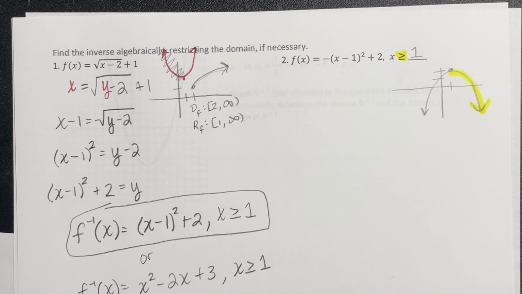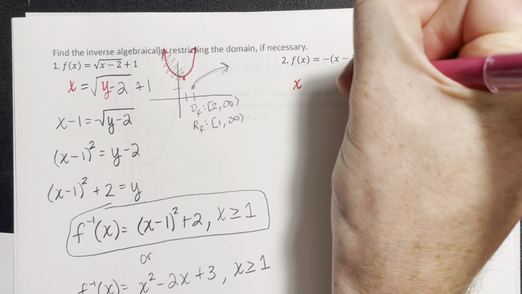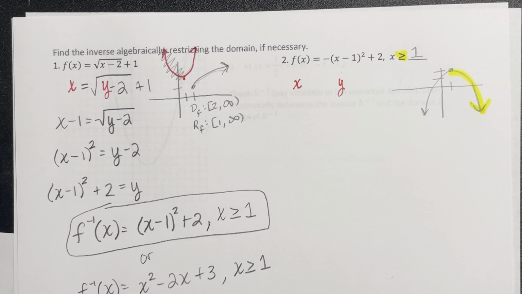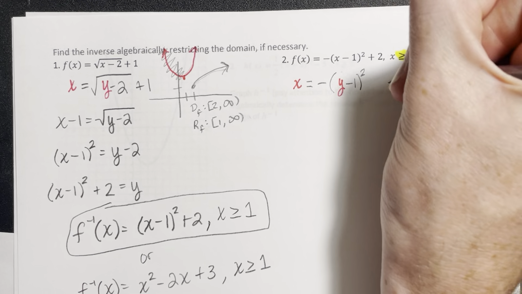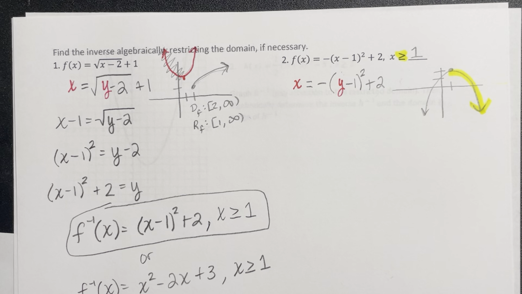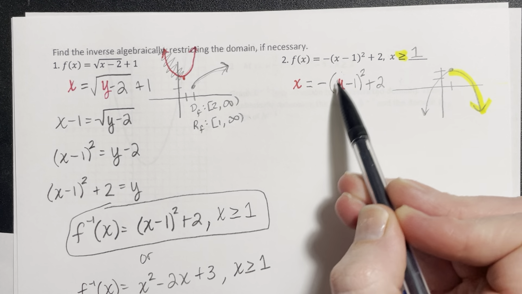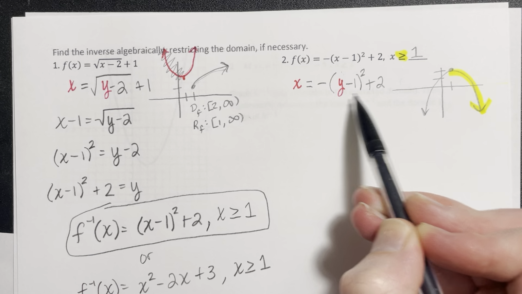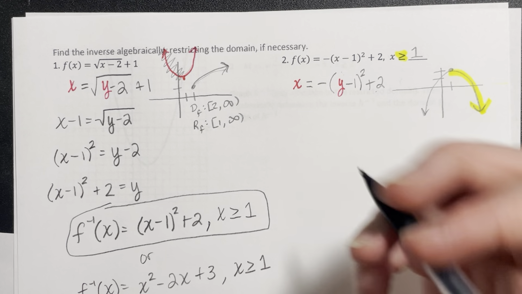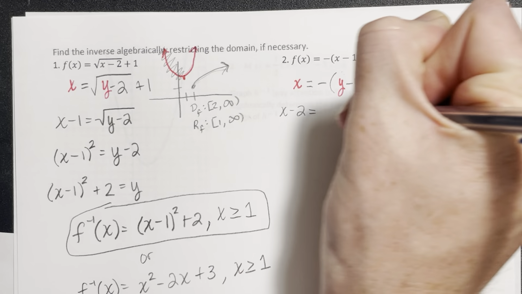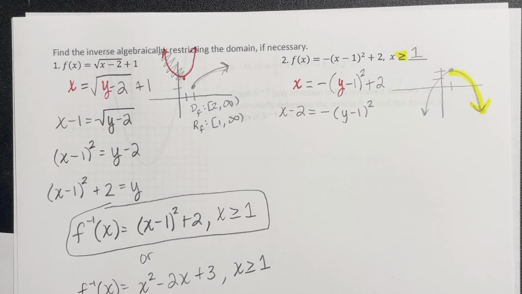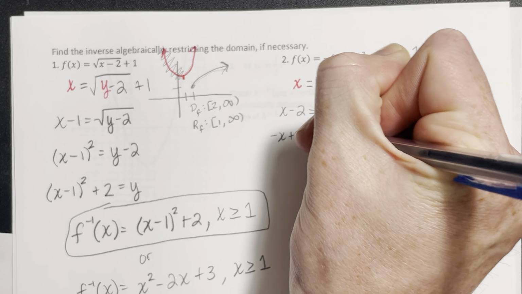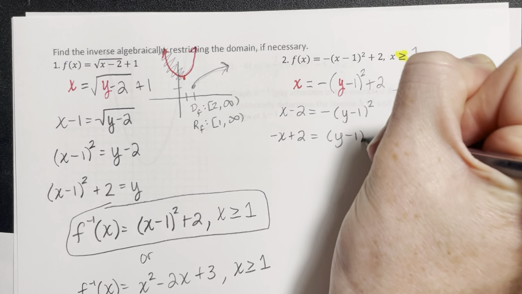So for this one, we're going to solve for the inverse by swapping our x and y's. This becomes x equals negative (y minus 1) squared plus 2. To get the y by itself, we're trying to isolate the squared parentheses. That would mean I need to first subtract 2. That becomes x minus 2 equals negative (y minus 1) squared. That negative is a negative 1, so I can divide everything by negative 1 to make that negative x plus 2 equals (y minus 1) squared.